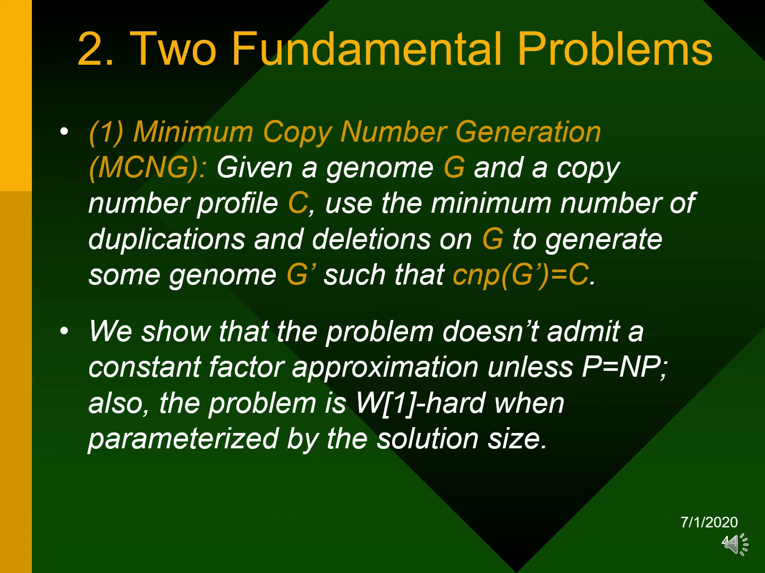So in this work, we show that the problem actually does not admit a constant factor approximation unless P equals NP. Also, the problem is W[1]-hard, parameterized by the solution size, the number of duplications and deletions to convert G to G prime.